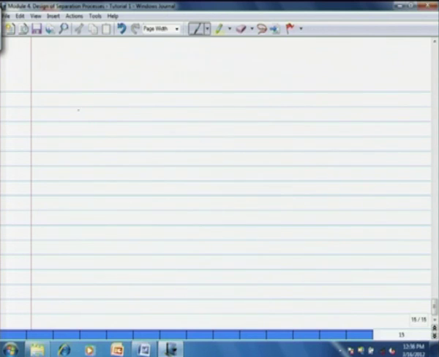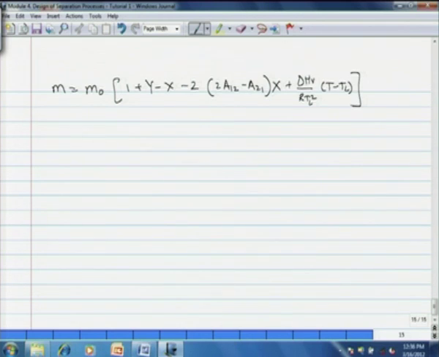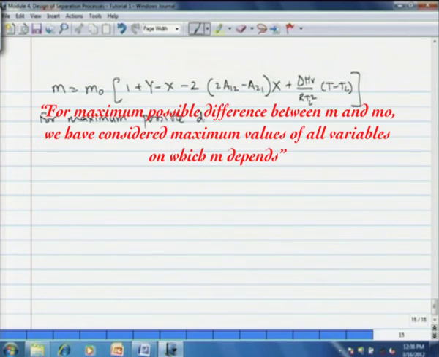we get m is equal to m naught into 1 plus y minus x minus 2 to 2a12 minus a21. Here we take the negative sign outside and adjust it inside the bracket into x plus delta HV by RTL square into T minus T. This bracket complete. Okay.